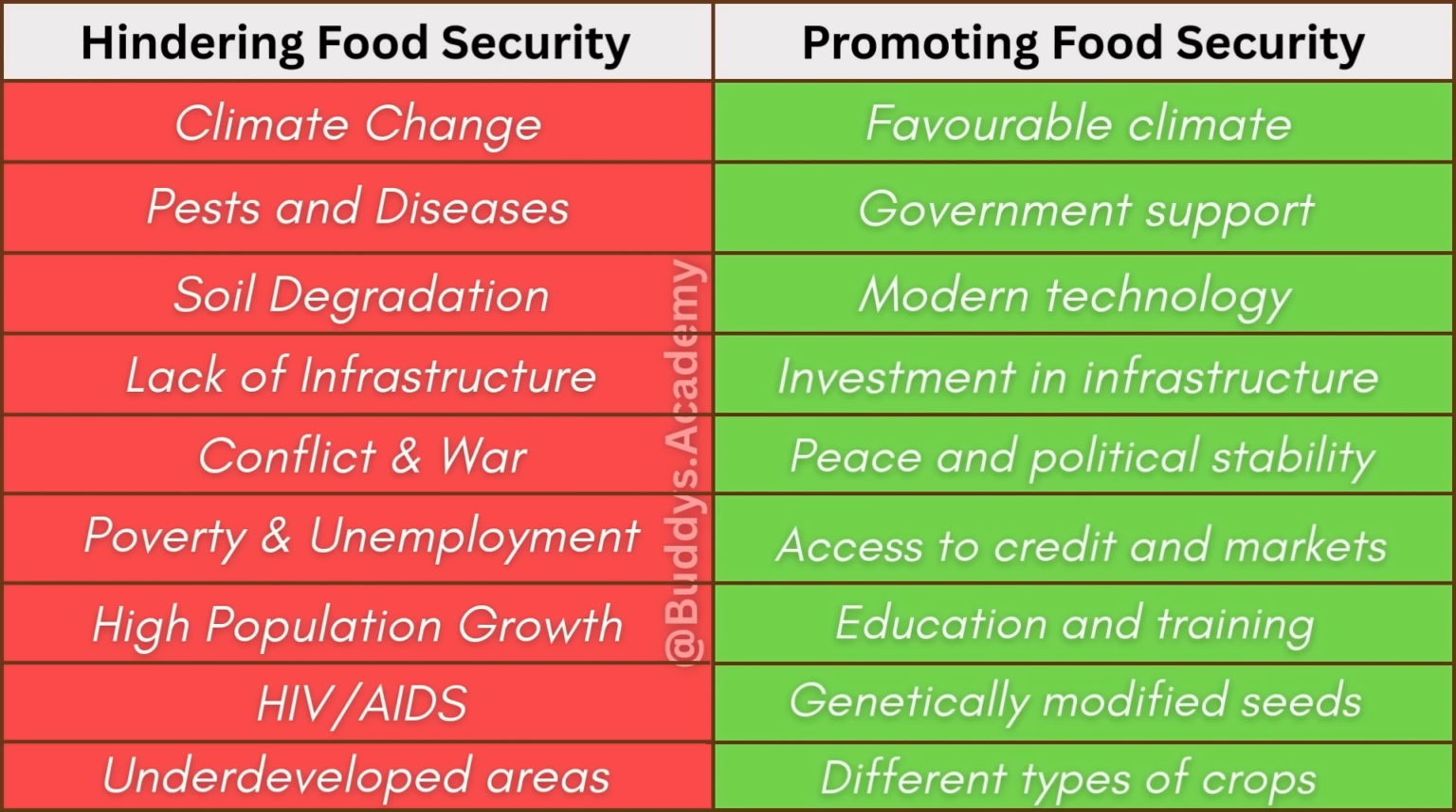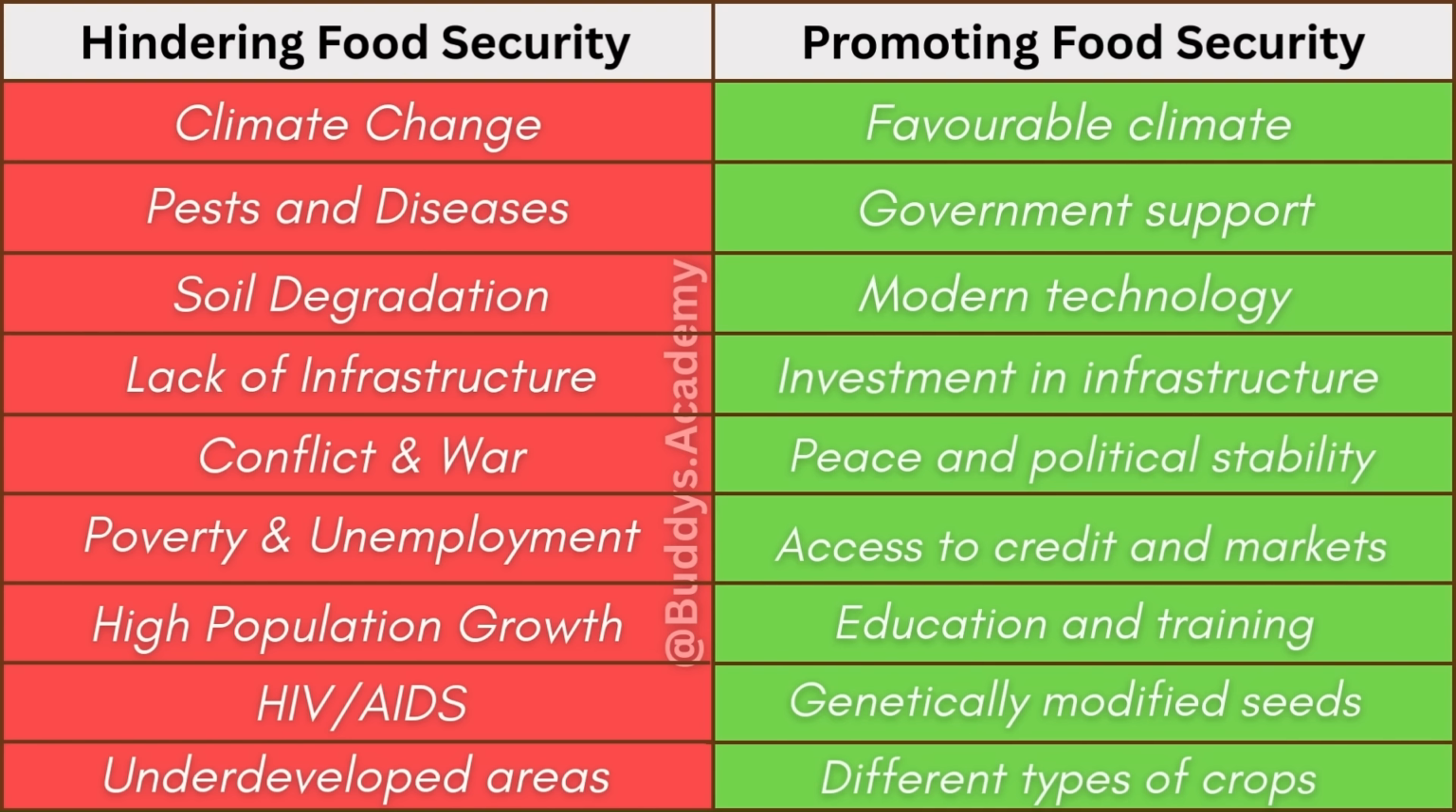So the first will be your climate change. So this is going to be unpredictable weather, droughts, and floods. Secondly, there's going to be pests and diseases, and this is going to damage your crops and reduce your yields. So next we have soil degradation, and that's going to be due to your overuse, erosion, and poor farming practices. We have a lack of infrastructure, so that means poor transport and storage is going to lead to food loss. Another one that we don't really experience in South Africa is going to be conflict and war, as that's going to displace your farmers and it's going to destroy land. But one that we do experience in South Africa will be poverty and unemployment.